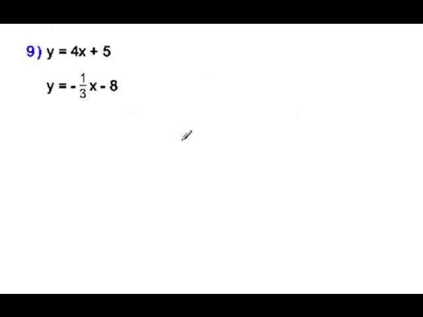Okay, number 9. All right, well, what method are we going to do there? Graphing, elimination, or substitution.